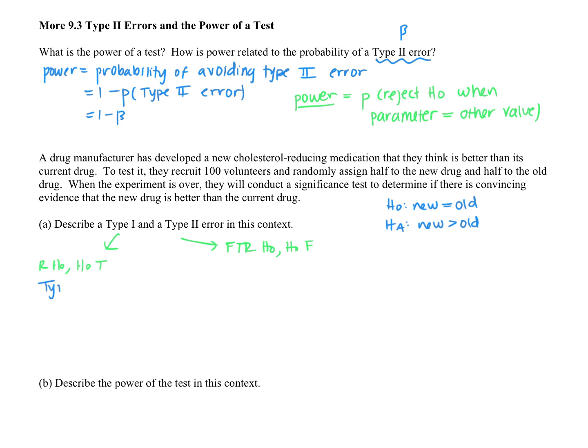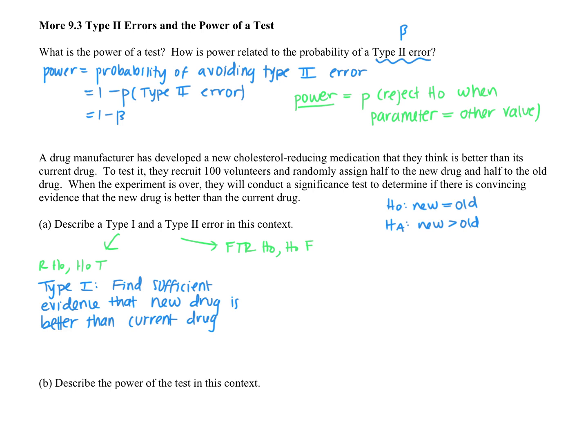So a type 1 error would be we find sufficient evidence that the new drug is better than the old. It's actually current drug. The new drug is better than the current drug. Is that enough? Have we described an error? No, we've described a decision. So we find sufficient evidence that the new drug is better than the current drug when this is not true.